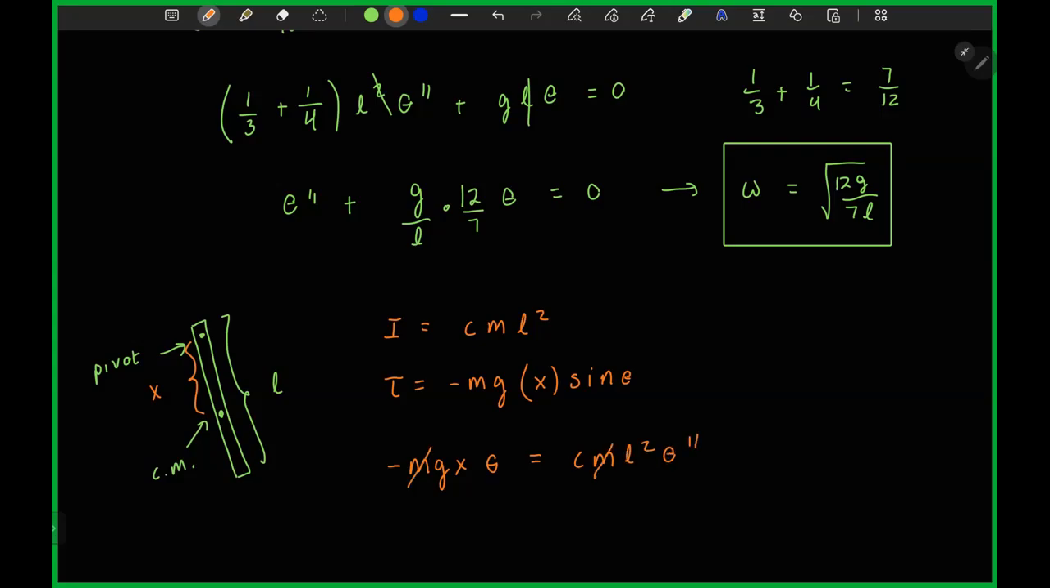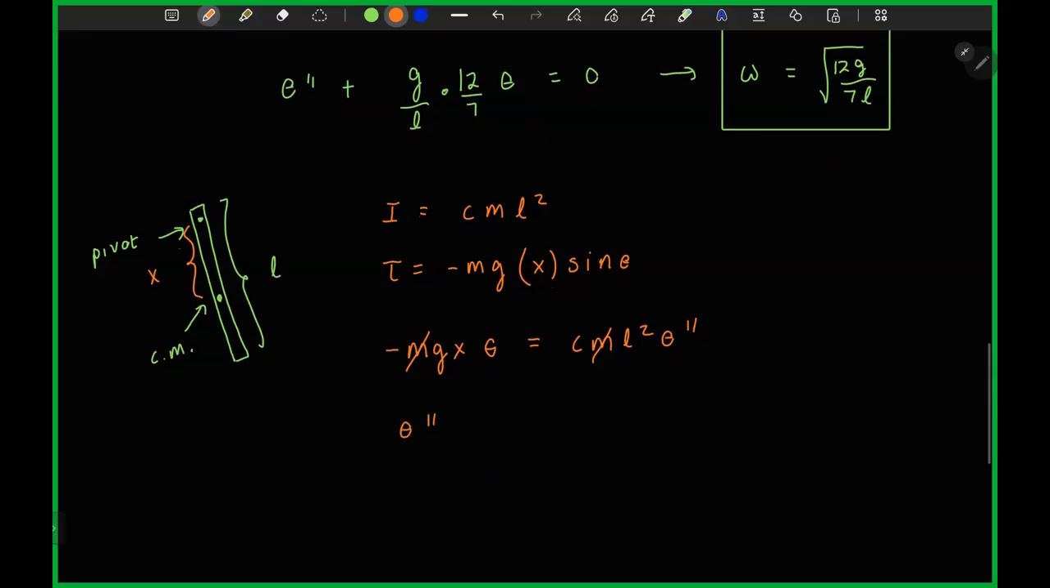Cancellation in our mass, and we can rewrite this as theta double prime plus gx over C L squared theta equals 0. And so our general result is that omega is equal to square root gx over C L squared. So we'll leave it here for our initial analysis of physical pendulums. In the next few videos, we'll look at pendulums which are not as simple as just a rod, as well as ways in which simple harmonic motion can arise in non-pendulum and non-spring block systems.